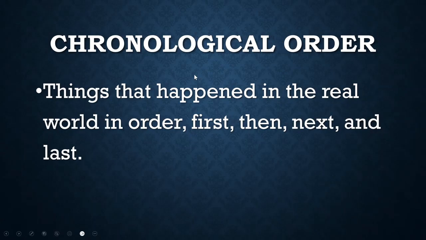Chronological order is things that happen in order, in time order: first, then next, and last. So in 1983, I was born, and later other things happened. Maybe in 2015 or 2016, you were born. So these are chronological order. Things can happen at different times in real life. Chronological, chrono means time.